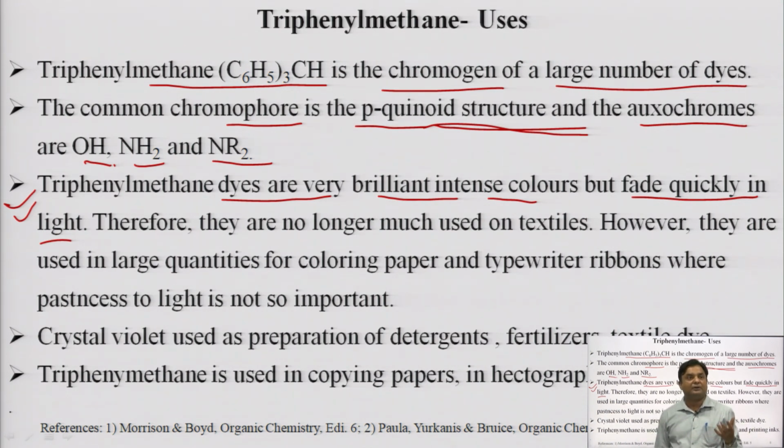Therefore, they are no longer used in textiles because of their commercial unusefulness. However, they are used in large quantities for coloring paper and typewriter ribbons, where fastness to light is not so important. So, we will use triphenyl methane dyes whenever we need color for a short time. Crystal violet, again, is a very important dye. It also has a triphenyl methane moiety in the structure.